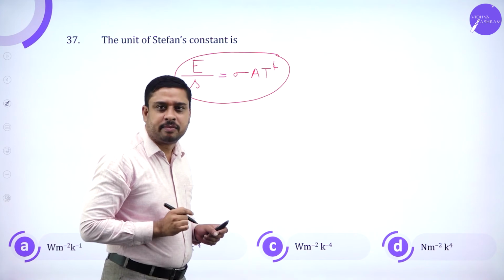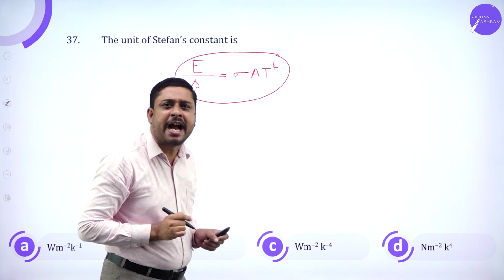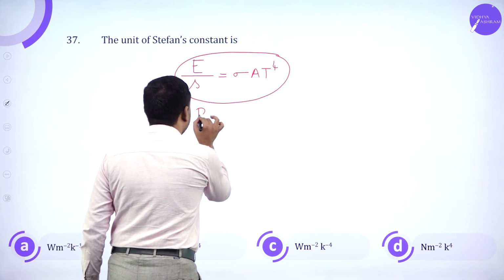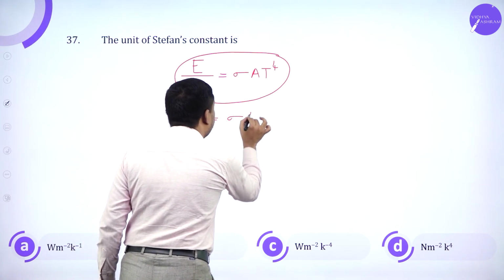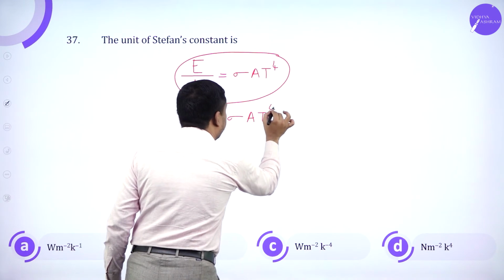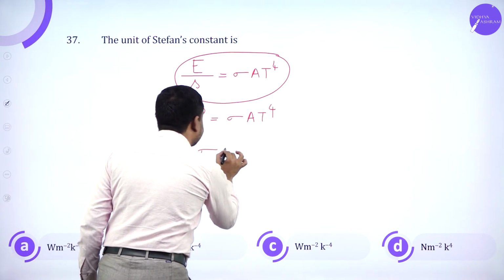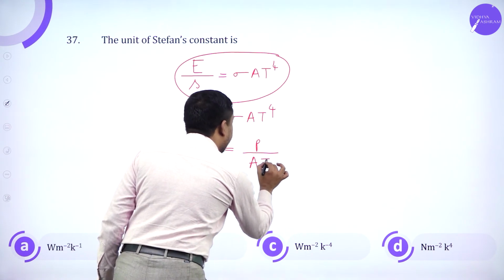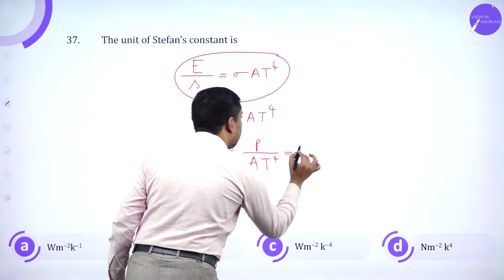E by t, energy divided by time, is nothing but power. Very good. P is sigma A T to the power 4. So sigma is P divided by A T to the power 4.